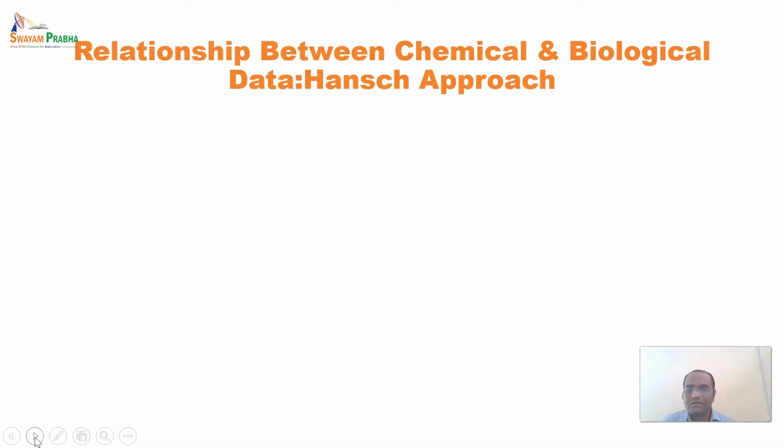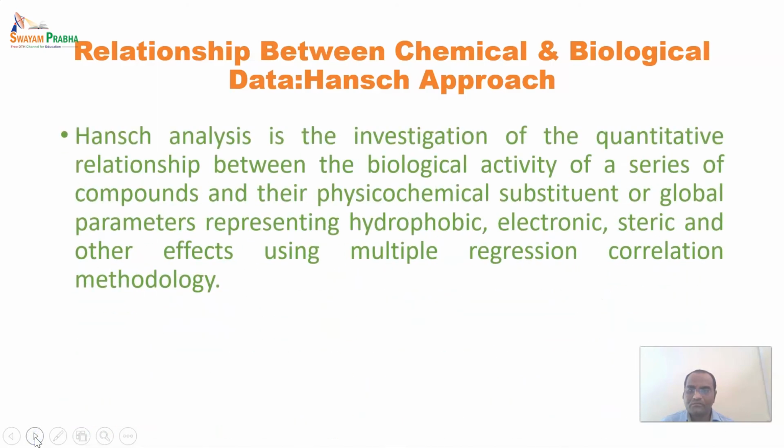So now we'll see a relationship between chemical and biological data, that is Hansch's approach. It is also called Hansch analysis. Hansch analysis is the investigation of the quantitative relationship between the biological activity of a series of compounds and their physicochemical substituent or global parameters representing hydrophobic, electronic, steric and other effects, using multiple regression correlation methodology. These are important things for drug designing.